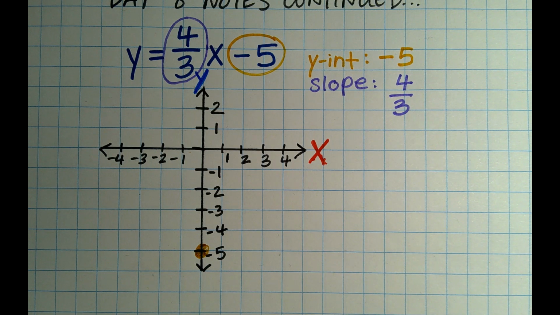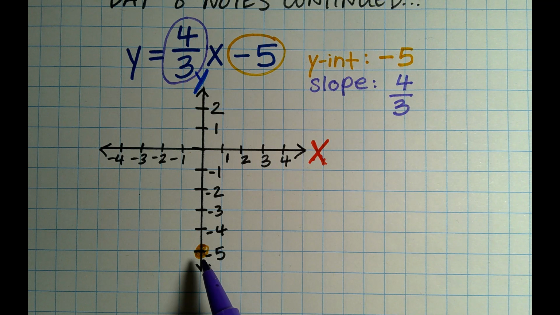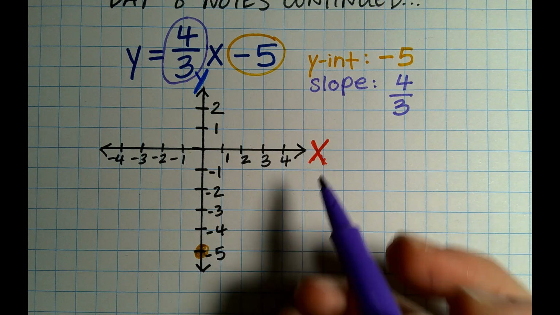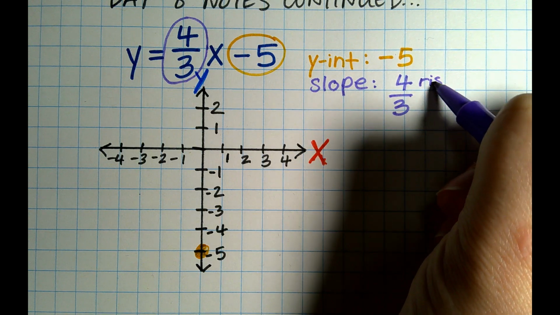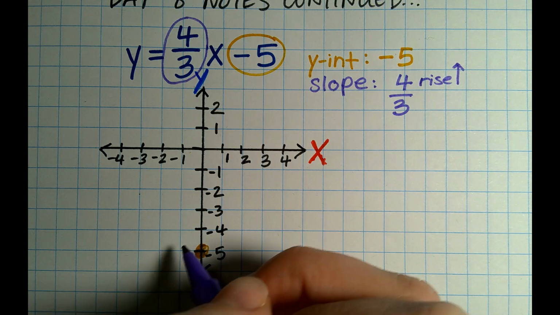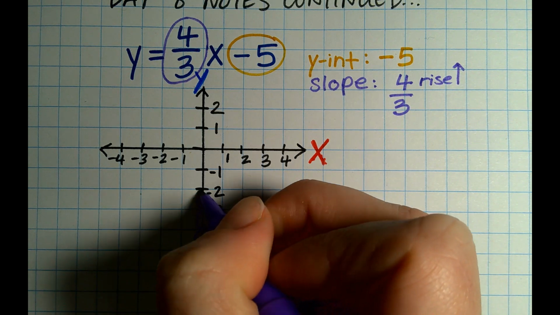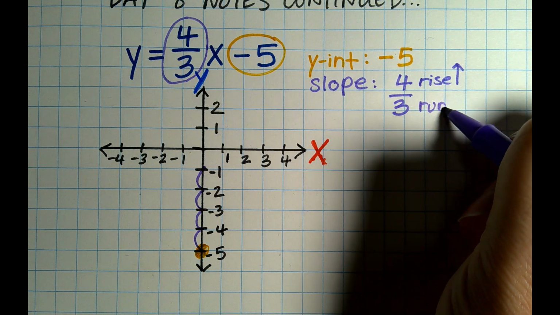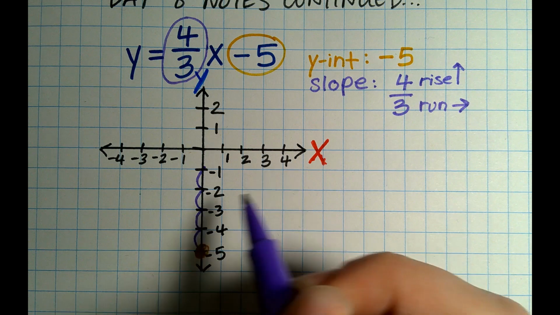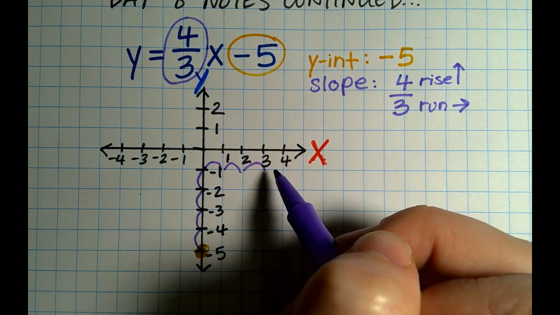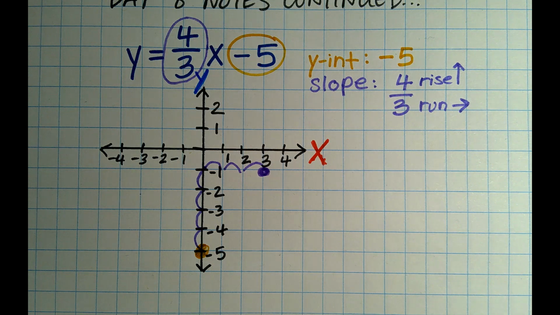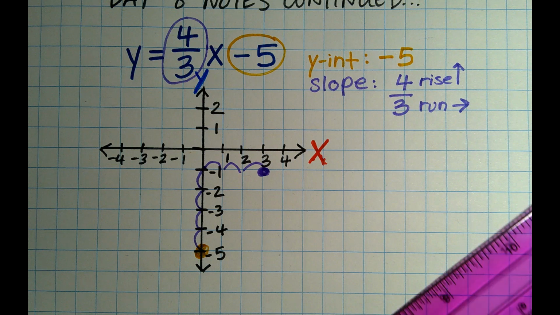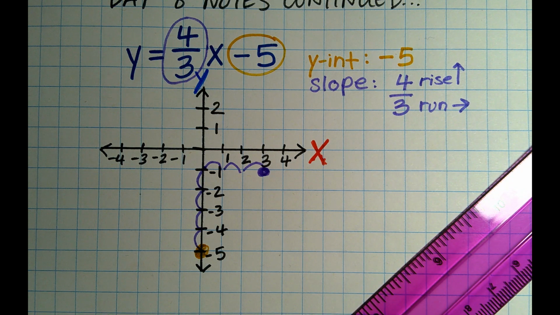And where do we go from here? You're going to rise from that -5 point. Mm-hmm. You're going to go up 4. Perfect. My slope says that my rise is 4. So we'll go up 1, 2, 3, 4. And then run to the right 3. Good. Then our run is 3, so we go over to the right. 1, 2, 3. And that's our second point. Beautiful. Connect the dots. Amazing. Very nice.